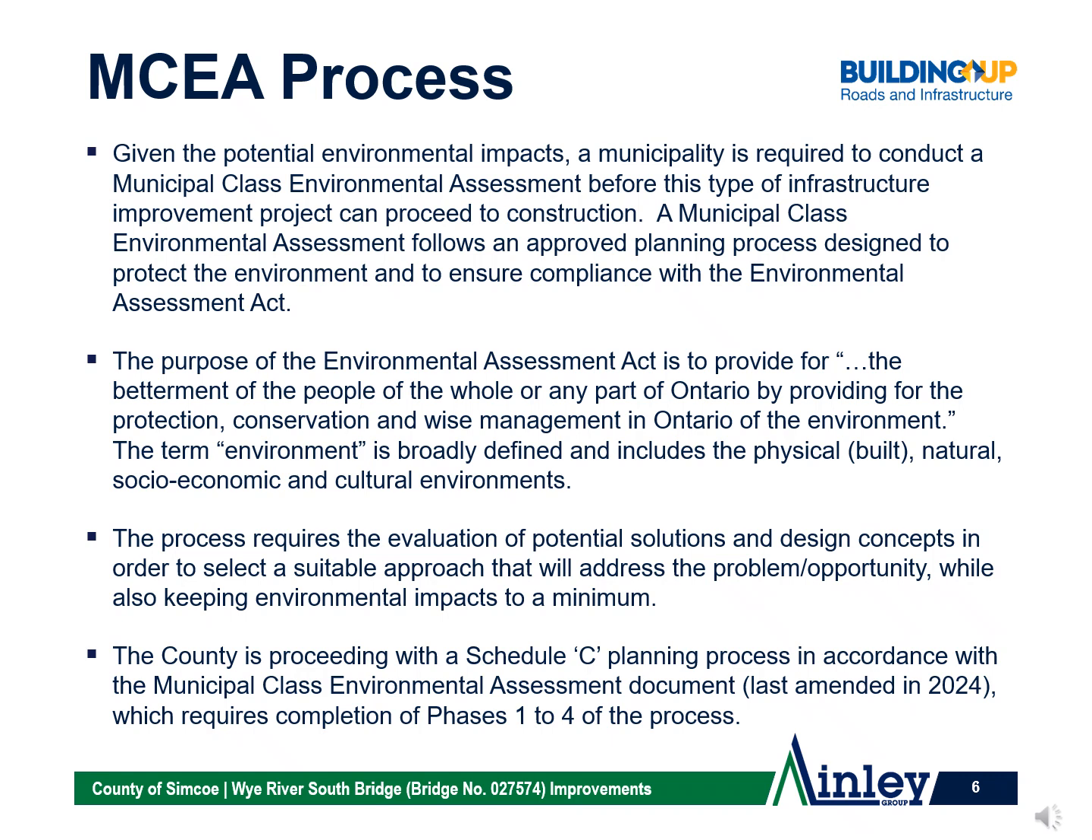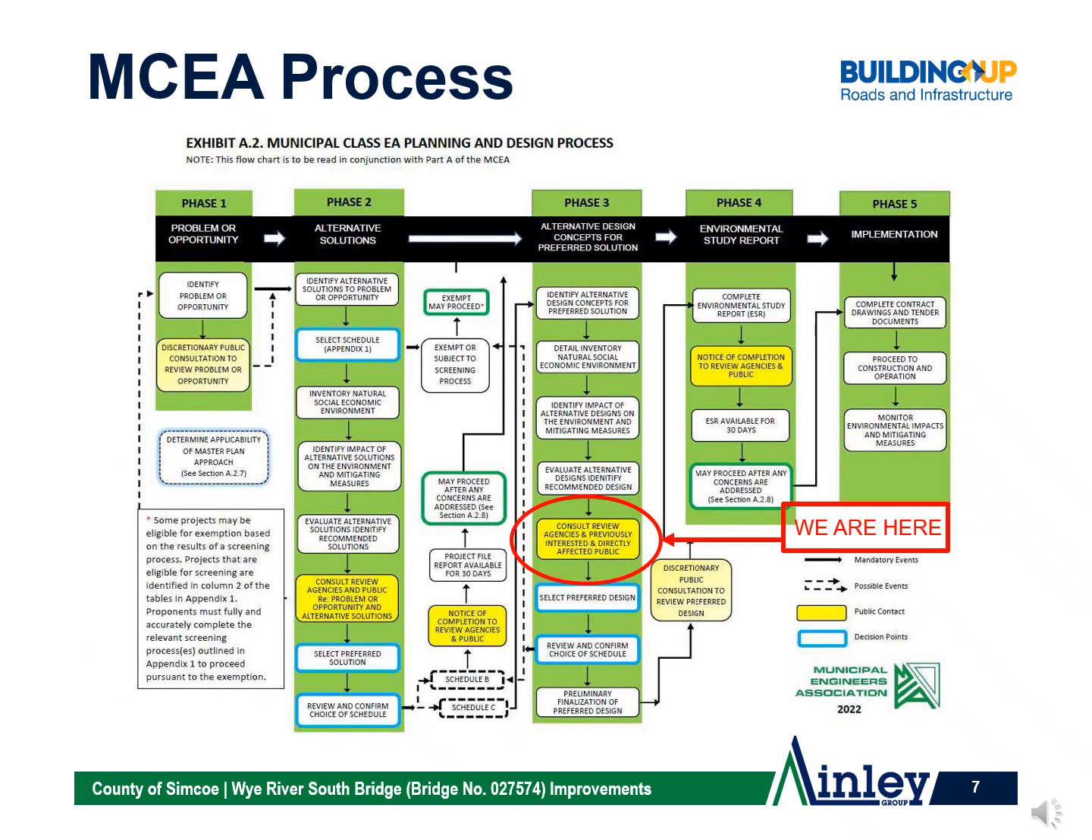The Class EA process requires the evaluation of various potential solutions and design concepts and the selection of the solution that will address the identified problem while minimizing and mitigating environmental impacts. This is classified as a Schedule C project, which means that the study will consist of completing phases 1 through 4 of the municipal Class EA process as illustrated in this flowchart diagram.